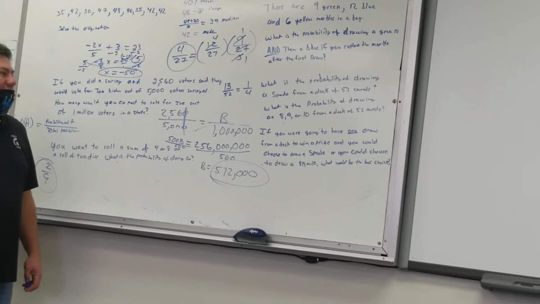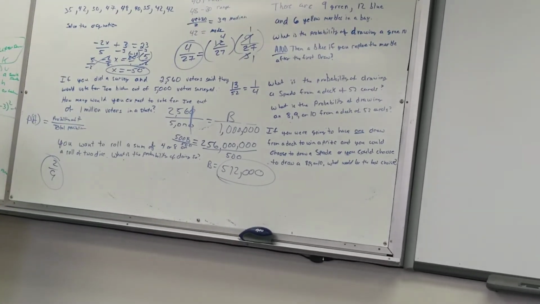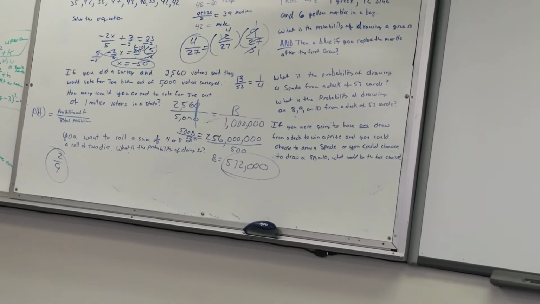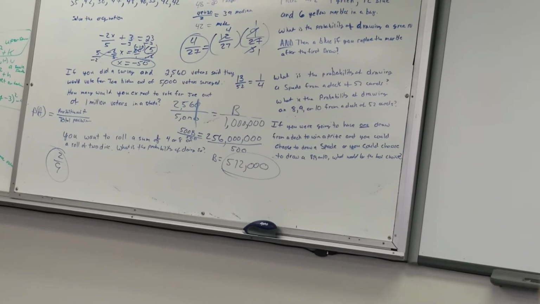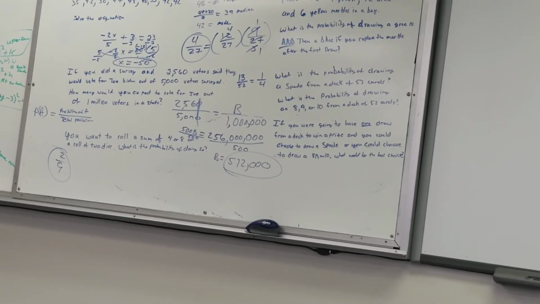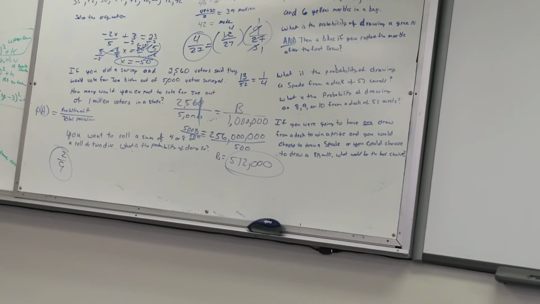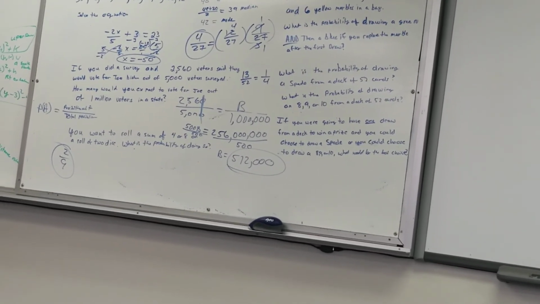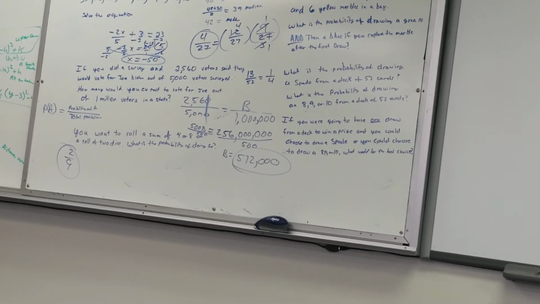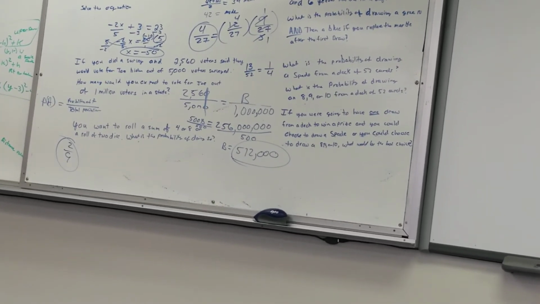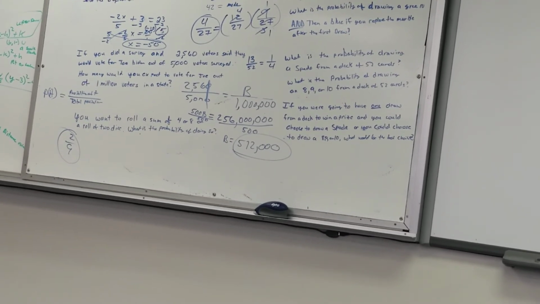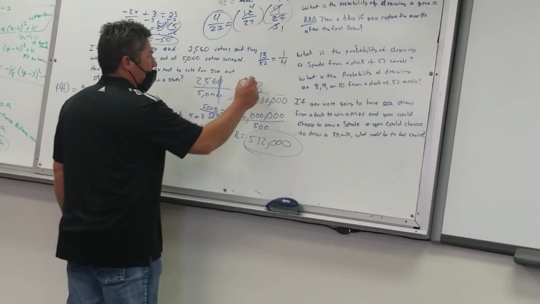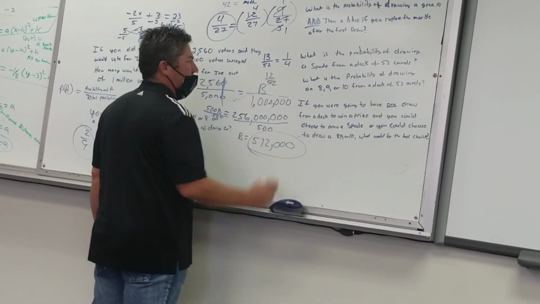Now, what's the probability of drawing an 8, 9, or 10? How many 8s are there in the deck? 4. How many 9s? How many 10s? 4. So 4 plus 4 plus 4. How come I'm adding them? It says an 8, a 9, or a what? 10. Or implies I should do what? Add them. So I'm adding the possibilities of drawing an 8, the possibilities of drawing a 9, plus the possibilities of drawing a 10. So 4 plus 4 plus 4 is what? 12. 12 out of 52.